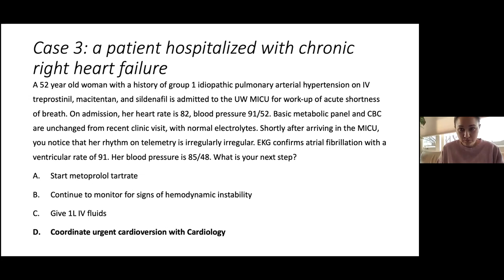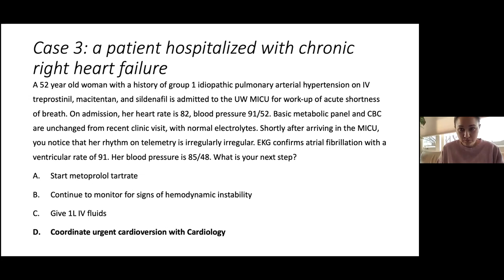So what that means is you have your venous blood pressure coming in, and it's really low. It's 0 to 5 millimeters of mercury, and it's coming into the right atrium. And in order for it to go from the right atrium to the right ventricle, our heart is really dependent on the right atrial kick. And when someone has an atrial arrhythmia, they lose that right atrial kick and they lose that ventricular preload. And so continuing to monitor for signs of hemodynamic instability in a patient with right heart dysfunction is unfortunately not the right answer choice.